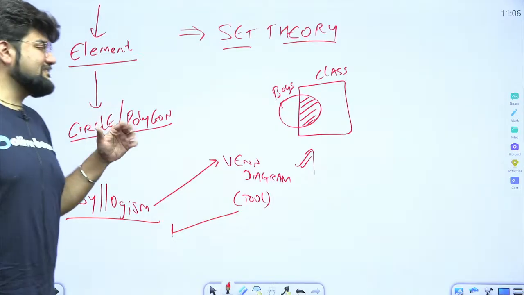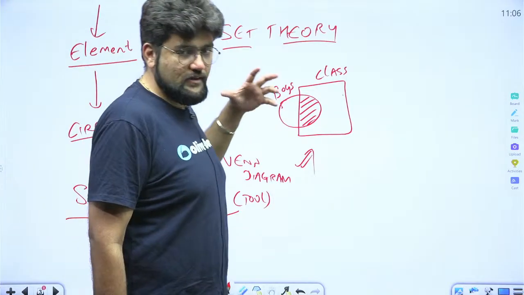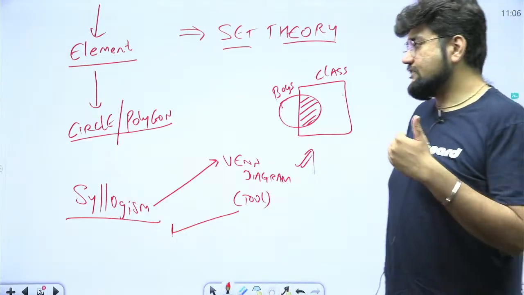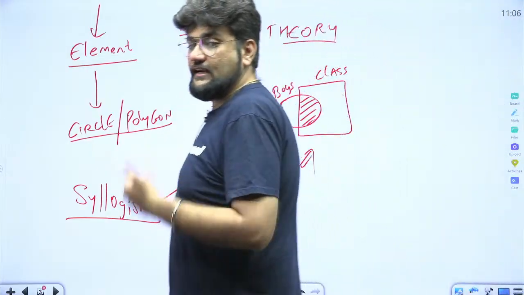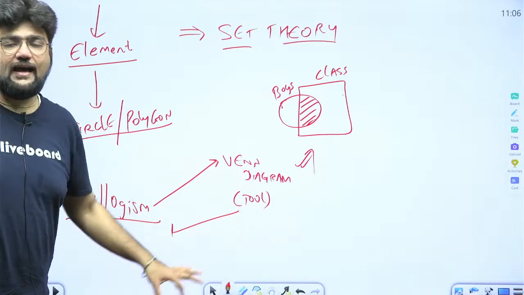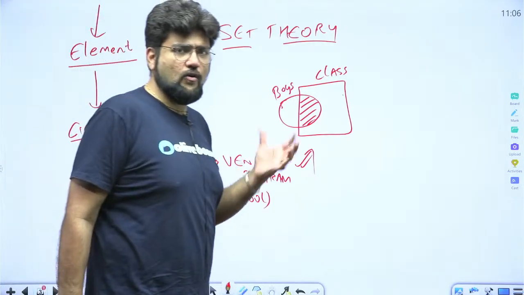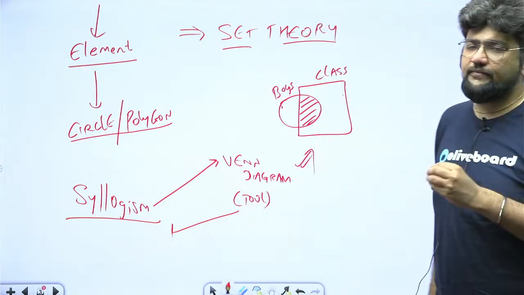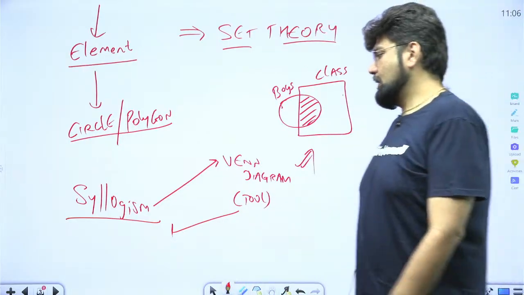But to understand Venn diagram better, there has to be some more depth to it, right? And that is where your logical reasoning further asks you questions directly from the Venn diagram itself. So apart from syllogism, Venn diagram in itself is another topic from which direct questions are asked in the logical reasoning section. So today we'll be dealing with those questions, right?